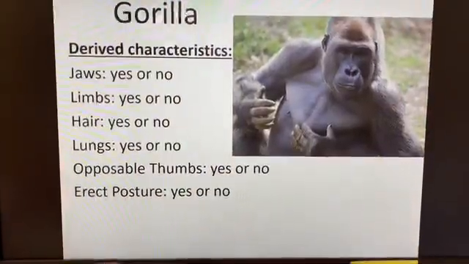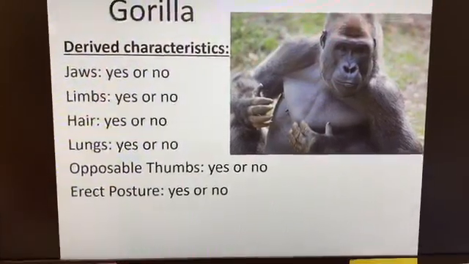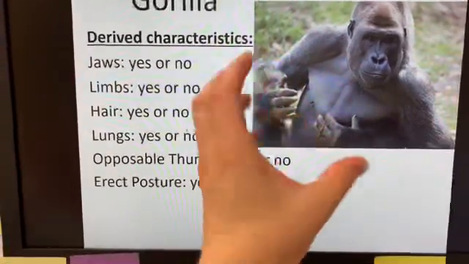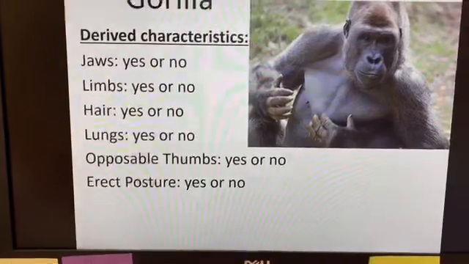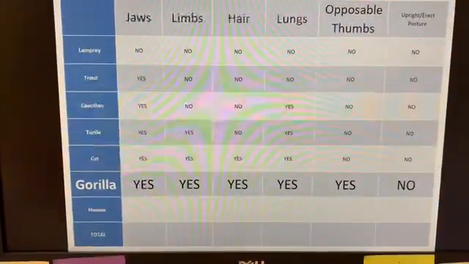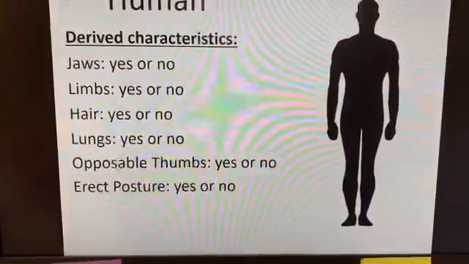Gorilla. Jaws, yes. Limbs, yes. Hair, yes. Lungs, yes. Opposable thumbs, so that's why I chose this picture. You can see that thumb, they can grab things like that. So yes. Erect posture? No. They prefer to go on all 4s. Okay. Humans? Yes to everything.